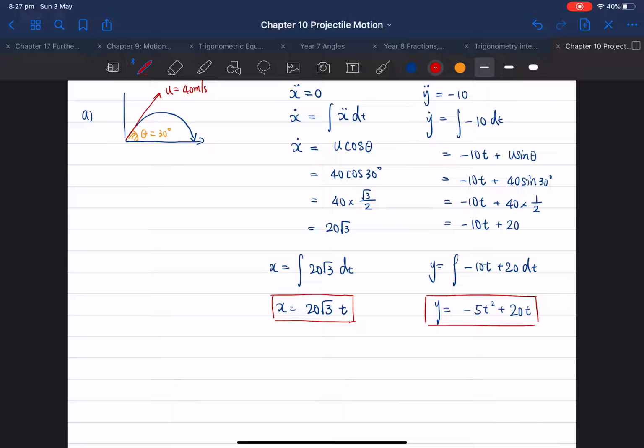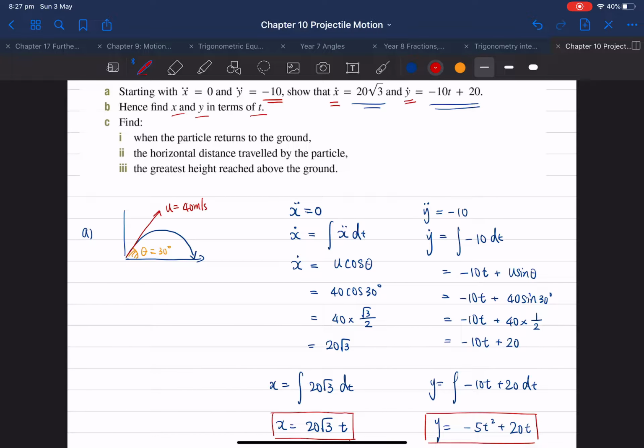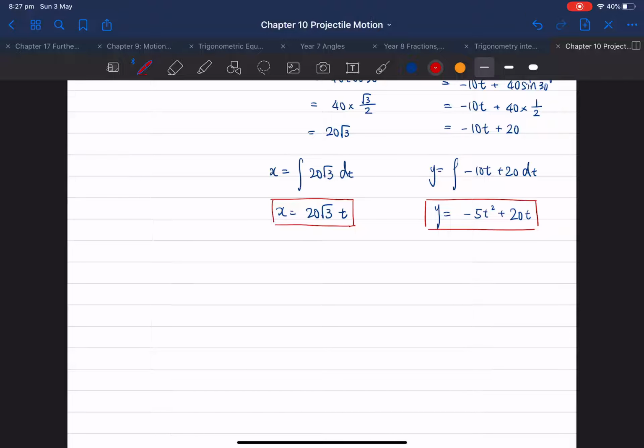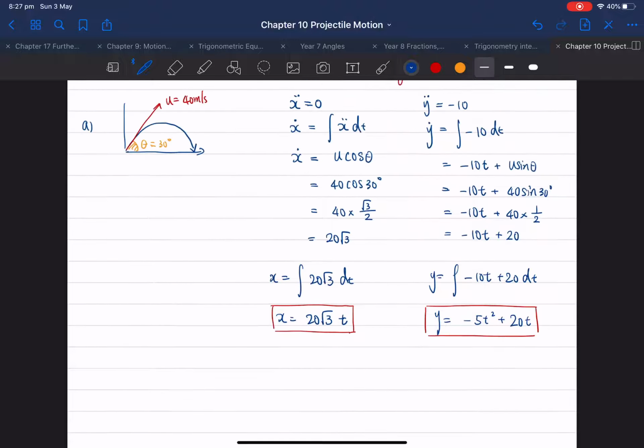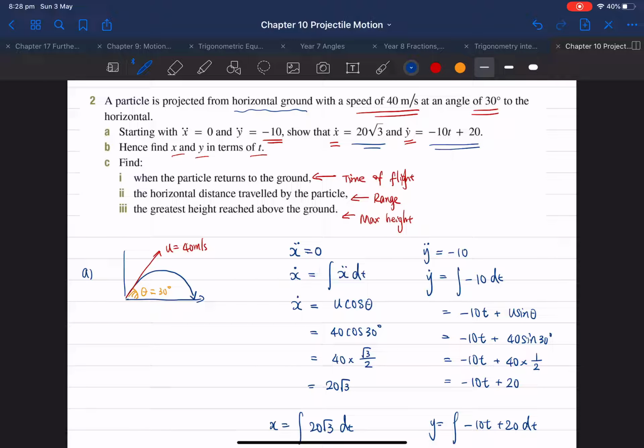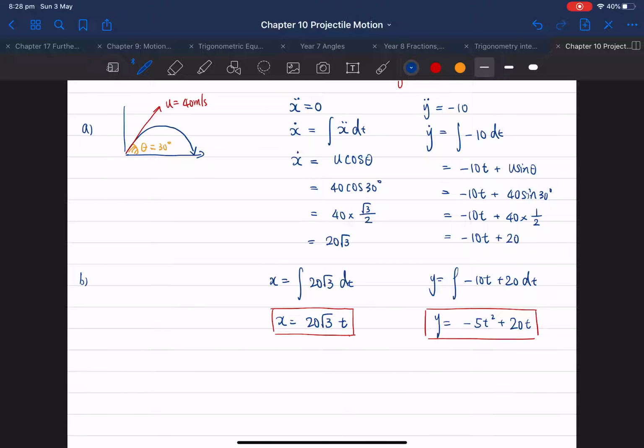All right, so we've got a horizontal and vertical now, and let's have a look at the next question. The next question asks us to find when the particle returns to the ground. This is what we have talked about before. When means the time of flight, the horizontal distance means the range, and the last one is the greatest height or the maximum height. The question asks us to find all these three pieces of information, which is the one we just did last lesson. I remember I told everyone this is what you need to remember to do, and we have all the equations we need, and we should be able to solve those questions. All right, so let's start to do that.